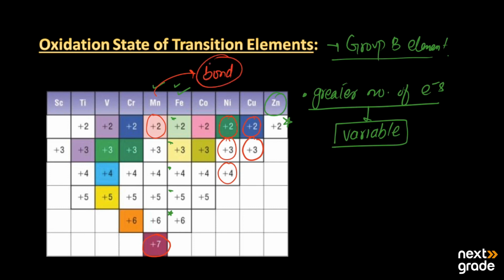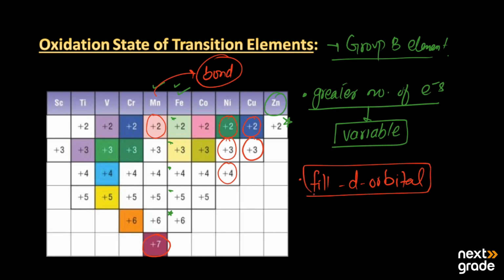So all this depends upon the number of electrons shared, because they have their d orbitals or they have to fill their d orbitals. For this reason, they can show variation in their oxidation state.